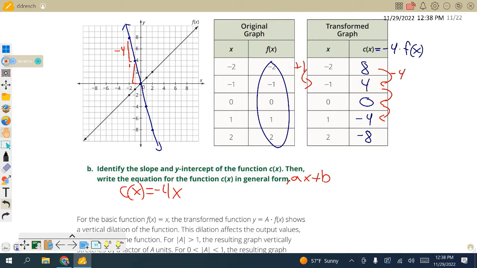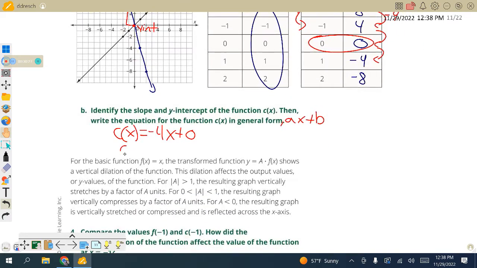And then where is my y-intercept located? Has that changed yet? Unfortunately not. That's my y-intercept. And I've done it 3 times now. Do we have to put the 0 there? No.